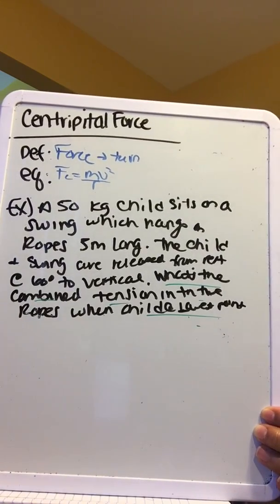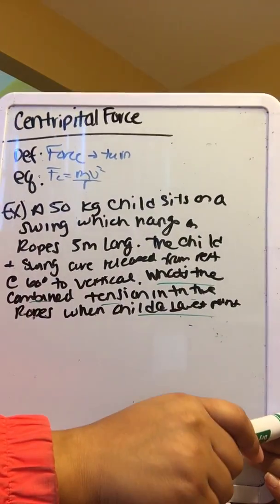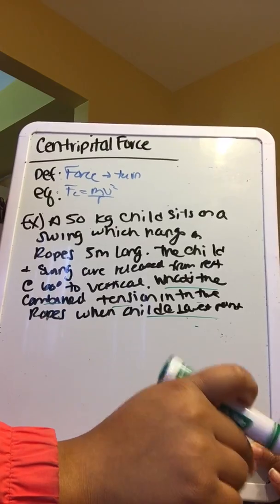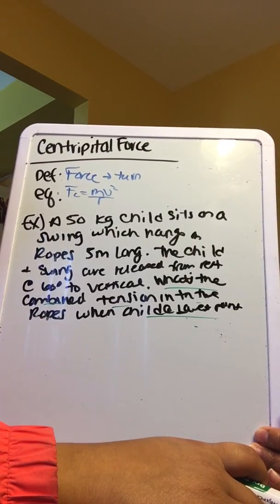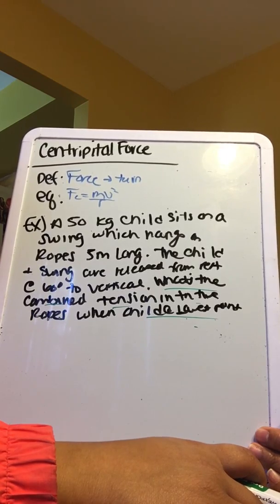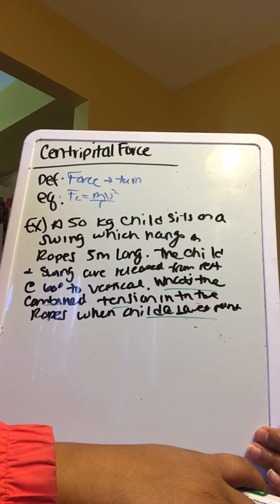Okay, so I had to rewrite this second problem a little bit higher because I needed more room. So the second problem for centripetal force reads: a 50-kilogram child sits on a swing which hangs on ropes 5 meters long. The child and swing are released from rest at 60 degrees to the vertical. What's the combined tension?